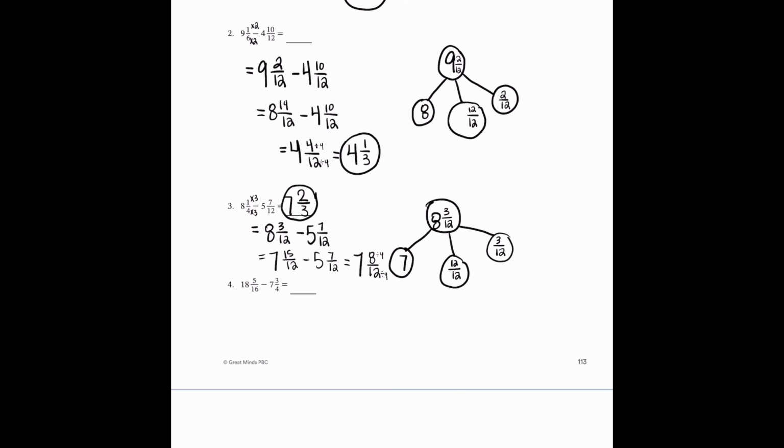All right, now that you have tried number 4 on your own, let's look and see. I have 16 and 4. A good common denominator for those two is going to be 16. Okay, so I'm going to have 18, and I already have 16ths here in my minuend. I just need to change my subtrahend's denominator. So if I have 3/4 and I want to change that to 16ths, I need to multiply them both by 4. 3 times 4 is 12.